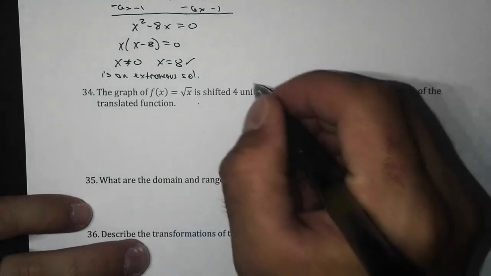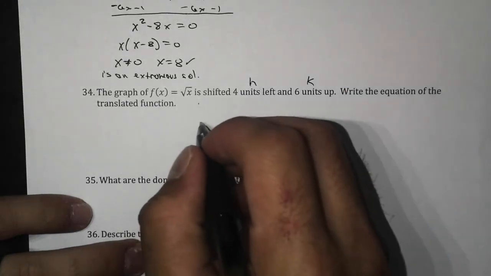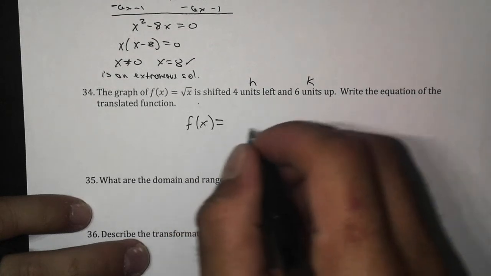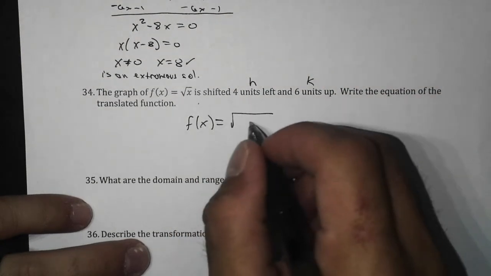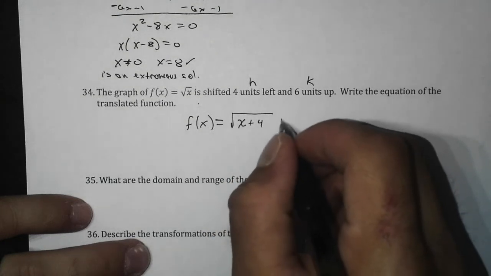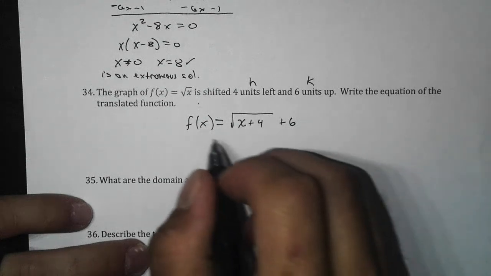Shifted 4 units left is my h value. 6 units up is my k value. Well, remember it's opposite. So here we're going to have f of x is equal to, left under here really means plus, and then 6 up is plus 6. Right? Pretty simple.